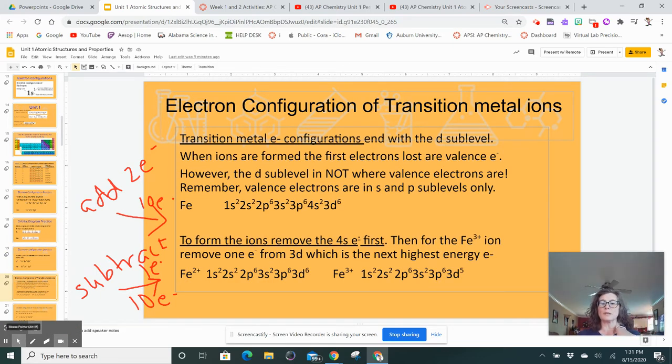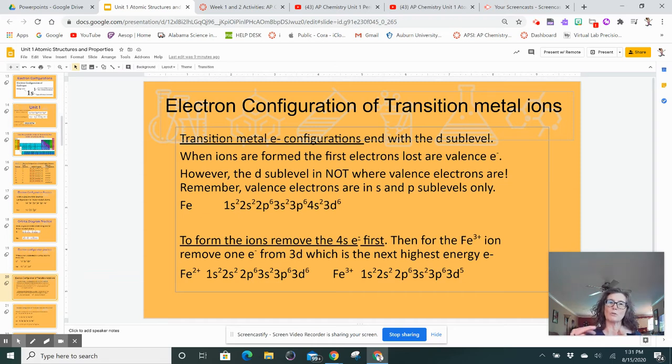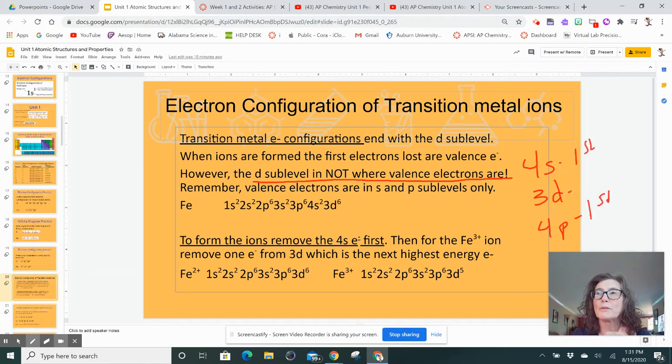The transition metals, things get a little funny with those, because the d orbital is kind of on the same level as the 4s orbital. So what you need to remember is that the d sublevel is not the valence electrons. It's the 4s that is the valence electron. So when we start pulling off electrons, they're going to come off the 4s first, and then they'll come off the 3d.